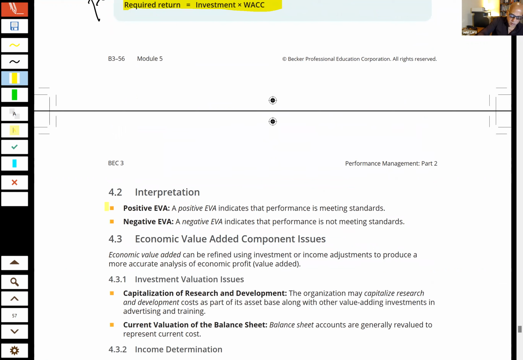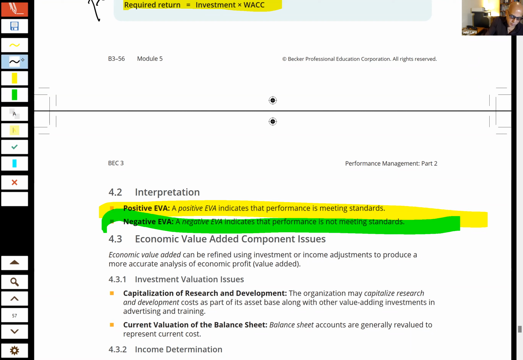The interpretation is that a positive EVA means that the performance is meeting the standard. Negative means that it is not meeting the standard. Now, you're going to have to read the question and determine how they're determining what the investment is.